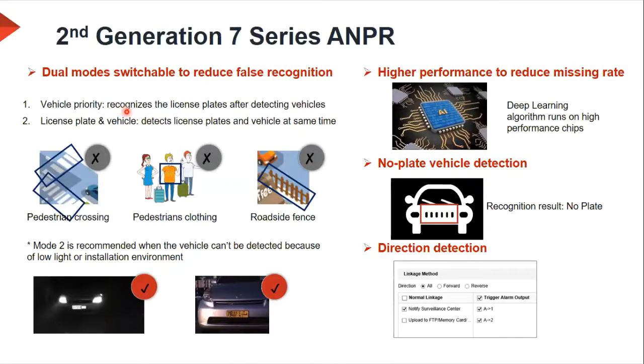So it recognizes the license plates after it detects a vehicle. So in these circumstances here, it sees, but hold on, there's no vehicle there, do not do any recognition, and the same for that, and the same for that. So it knows what a vehicle and a motorcycle looks like, and then once it finds that vehicle or motorcycle, then it knows to look for a number plate, right? So it makes it much more accurate, but you also have the other option, second mode, license plate and vehicle, so it detects license plates and vehicles at the same time.